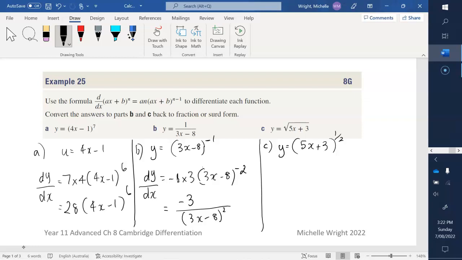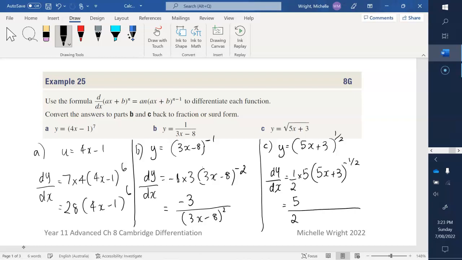Now, we're going to use the same rule as we've done for the other two. We're going to use this formula up here, which means to find dy dx, I get my power and bring it down to the front, so it's a half. I'm going to times that by the differentiation of what's inside that bracket, which is 5. I'm then going to pop that bracket back in, and I'm going to go a half minus 1, which is minus a half. And then I'm going to neaten it up. I've got a 5 on the top. I've still got a 2 on the bottom.